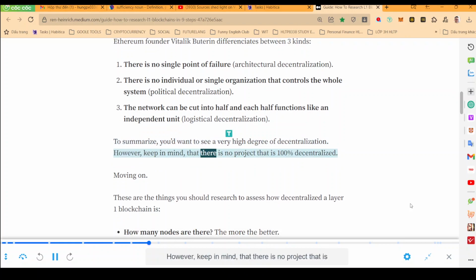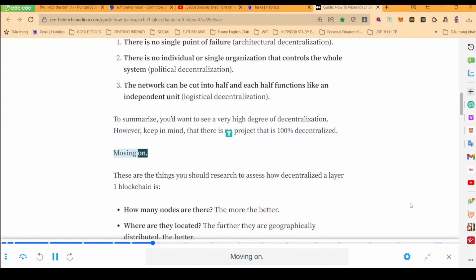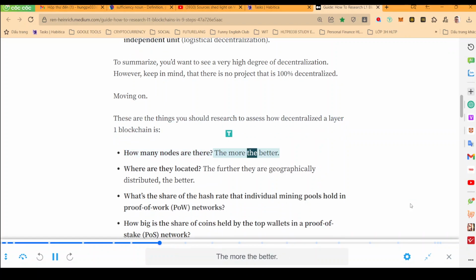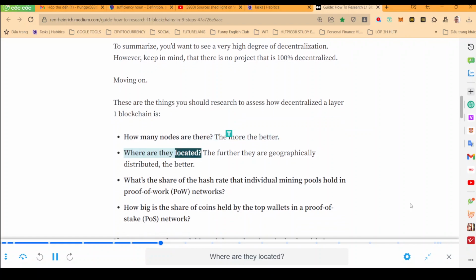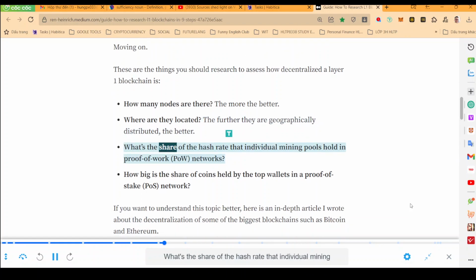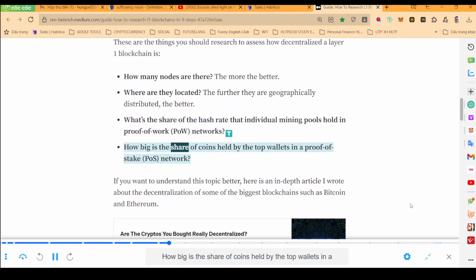However, keep in mind that there is no project that is 100% decentralized. Moving on. These are the things you should research to assess how decentralized a Layer 1 blockchain is. How many nodes are there? The more the better. Where are they located? The further they are geographically distributed, the better. What's the share of the hash rate that individual mining pools hold in proof-of-work, POW, networks? How big is the share of coins held by the top wallets in a proof-of-stake, POS, network?